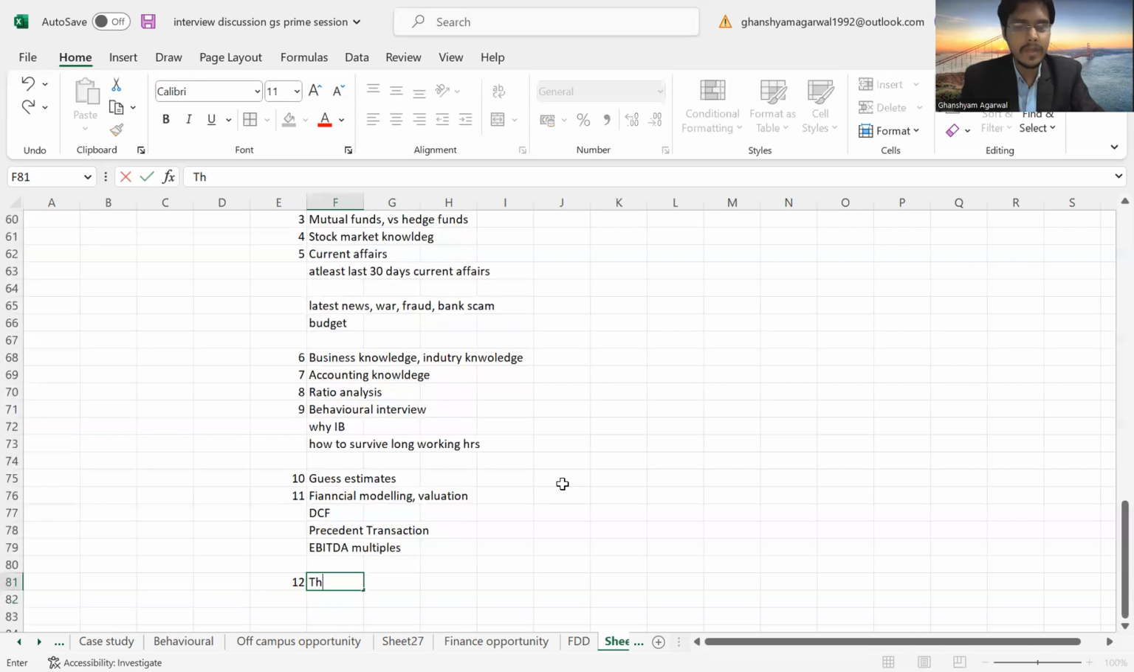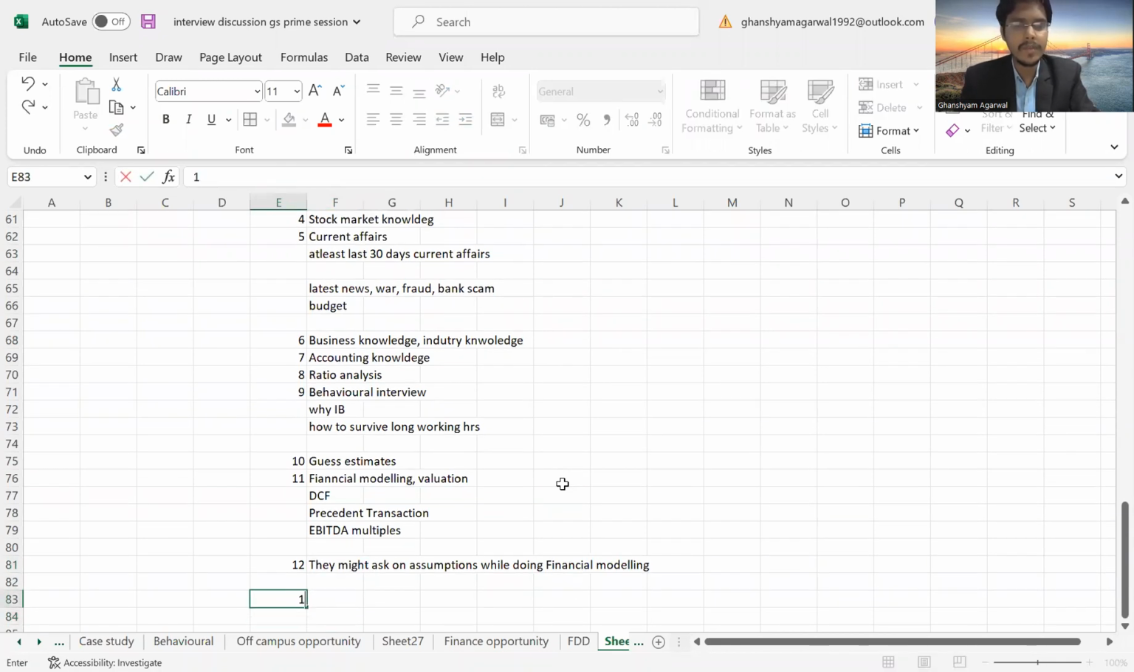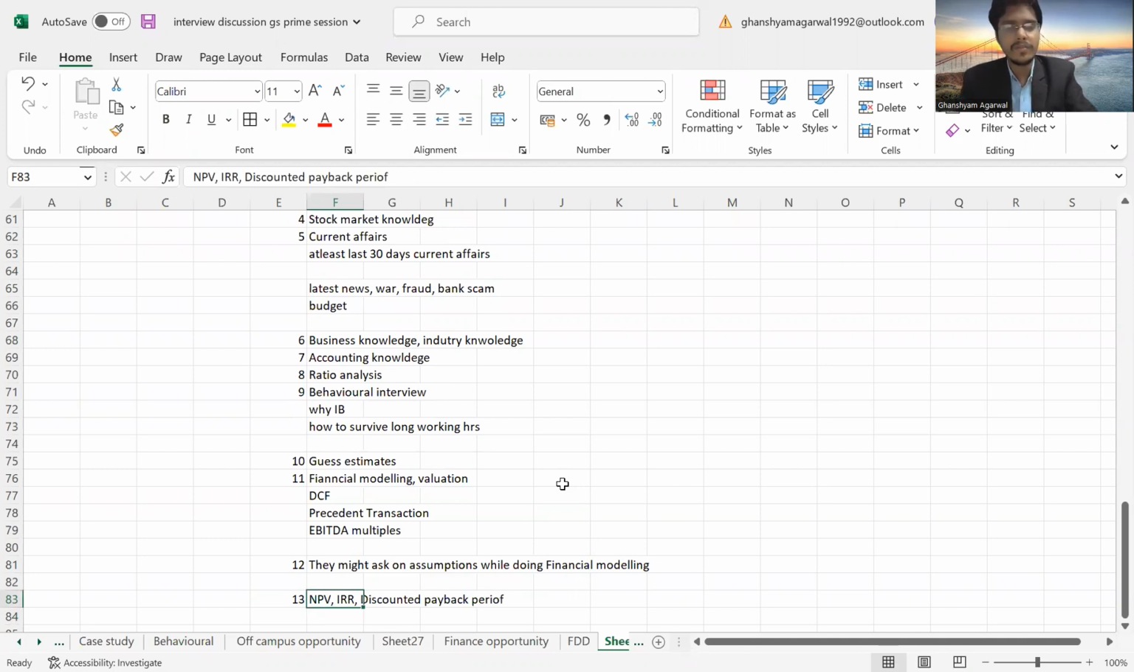They might ask you about assumptions while doing financial modeling. Then there are questions on NPV, IRR, and discounted payback period. So there are a lot of questions that can be asked on this.